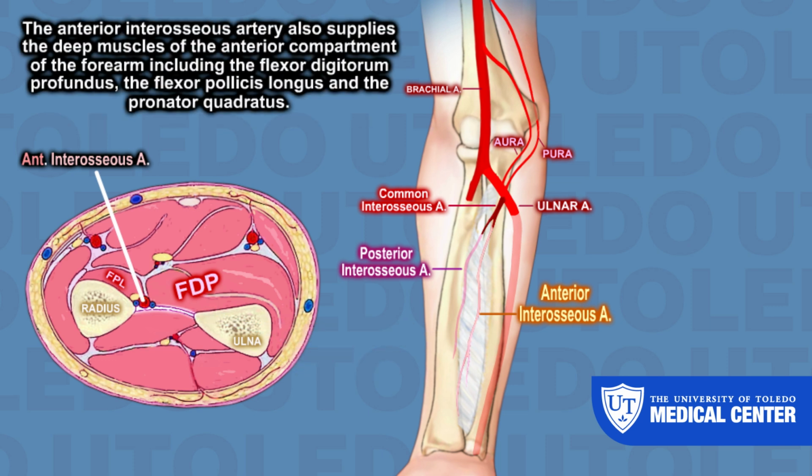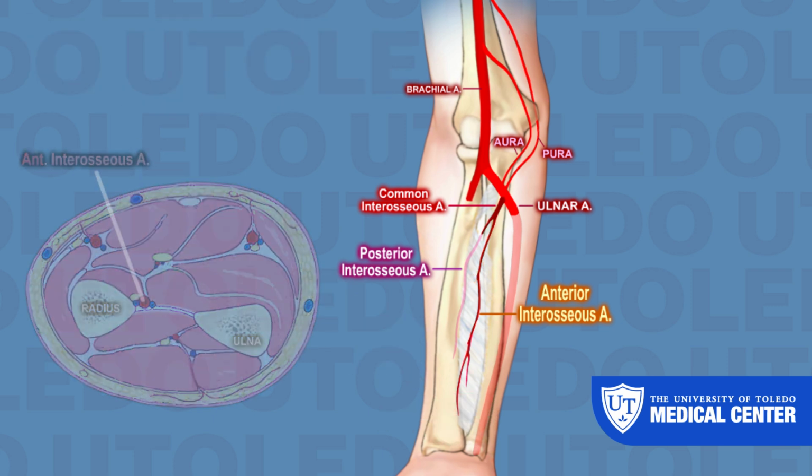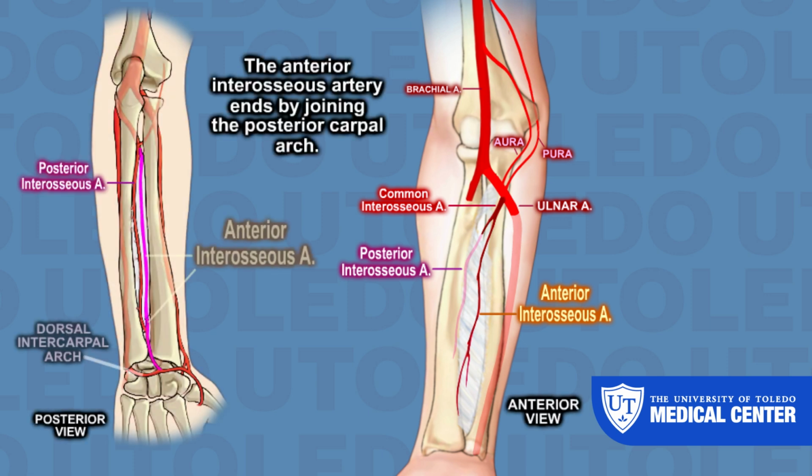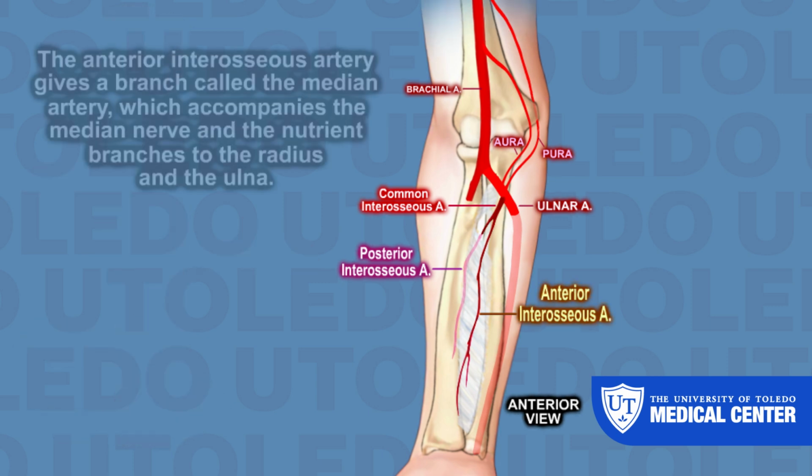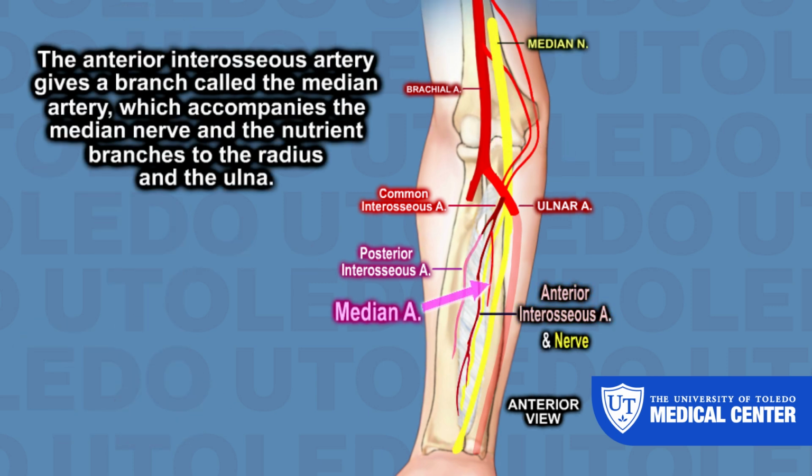The anterior interosseous artery also supplies the deep muscles of the anterior compartment of the forearm, including the flexor digitorum profundus, the flexor pollicis longus, and the pronator quadratus. The anterior interosseous artery ends by joining the posterior carpal arch. It gives a branch called the median artery, which accompanies the median nerve, and the nutrient branches to the radius and the ulna.